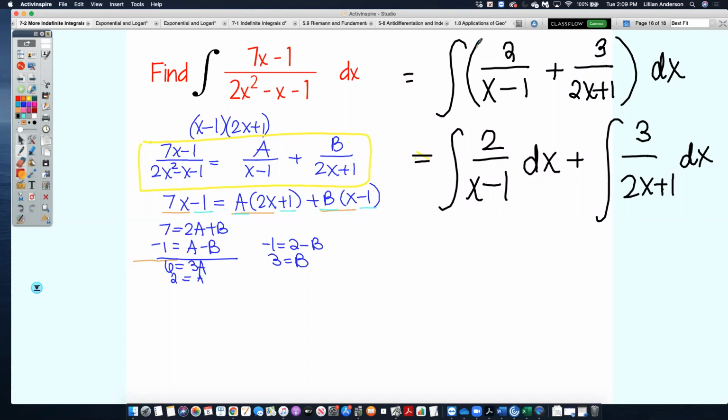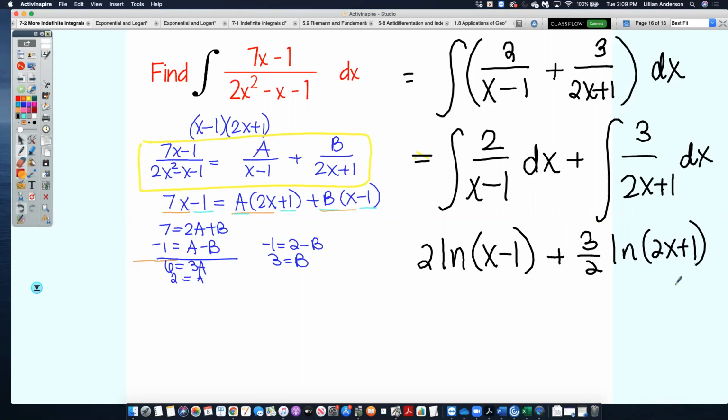So what did you get for the antiderivative of 2 over x minus 1 dx? 2 ln absolute value of x minus 1. Whoa. And then parentheses x minus 1. Very good. And what about for the second piece? Plus 3 halves ln. And then, no, of course, don't forget your plus c.